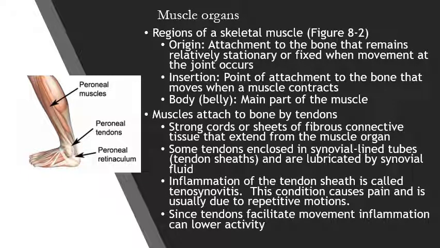Muscles attach to the bone by tendons, and tendons are strong cords or sheets of connective tissue that extend from the muscle organ. Some tendons are enclosed in synovial-lined tubes, which are your tendon sheaths, and are lubricated by synovial fluid.